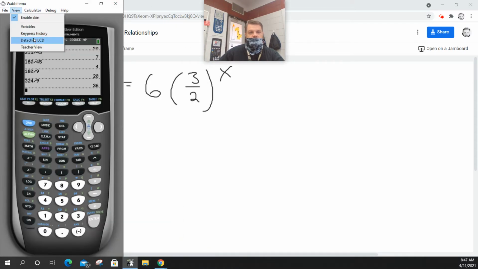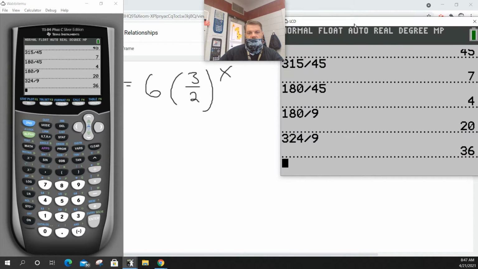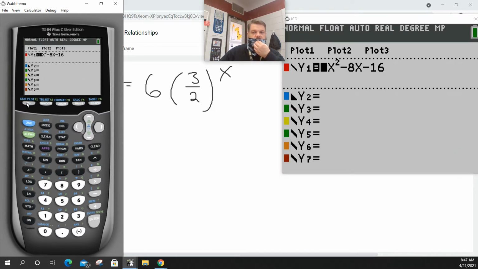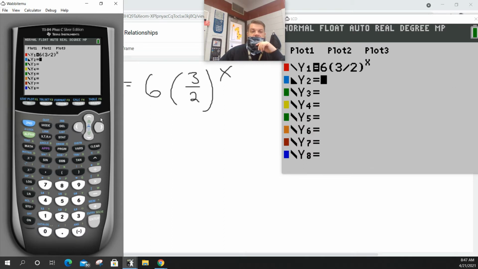So if I graph this, how do I graph it? Well, I go into y equals, right? Clear out what's in there. I'm going to hit 6, open the parentheses. I'm going to say 3 divided by 2 raised to, and then I'm going to plug the x in here. Okay. Now, I hit enter.